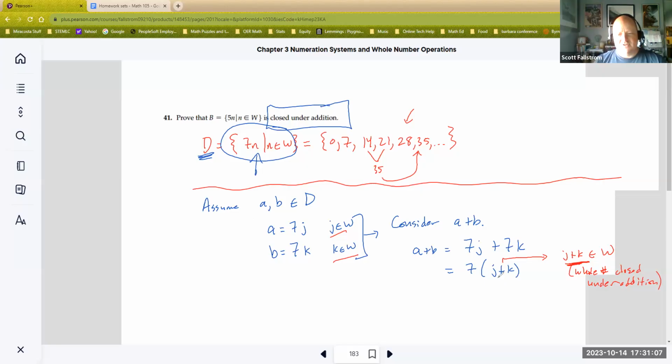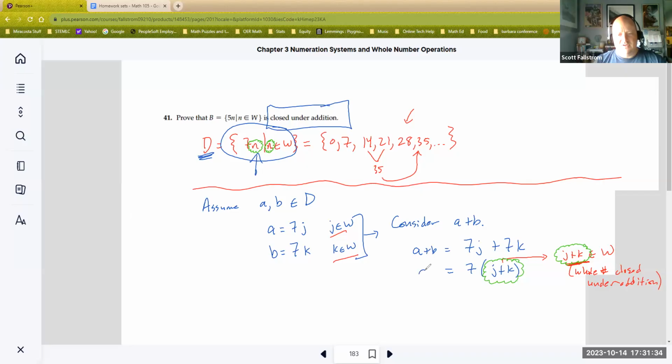I showed this to one person in class and that seemed to click. In your definition, I know it looks like an N, but realize that N is just holding the place for any object. So you really need it to be 7 times something, and that something just has to be a whole number. Well, you just proved that J plus K is a whole number, and you now have 7 times (J plus K).